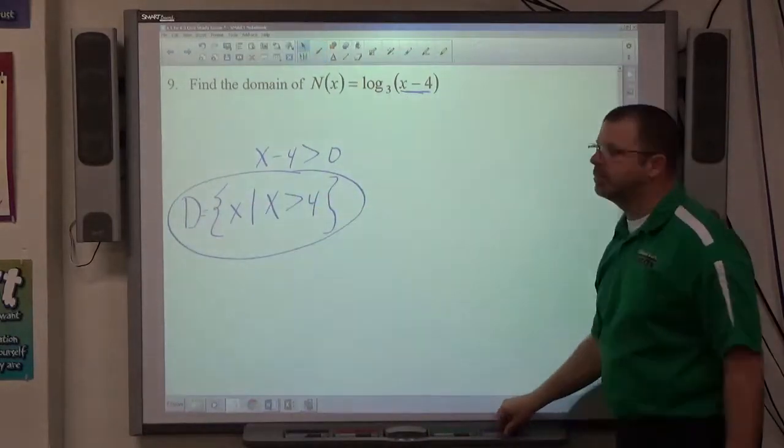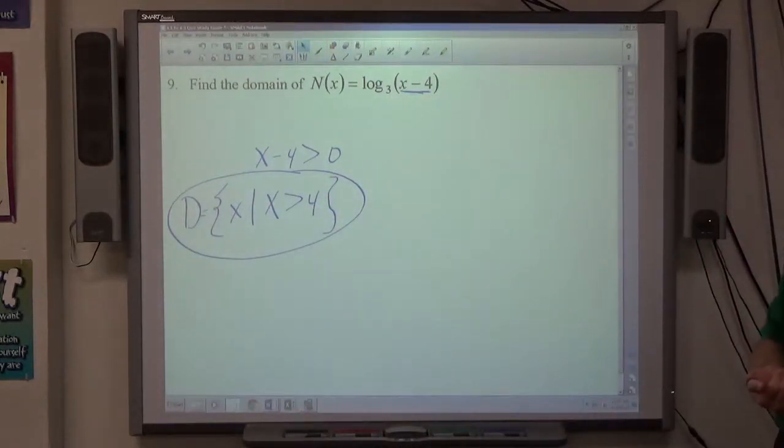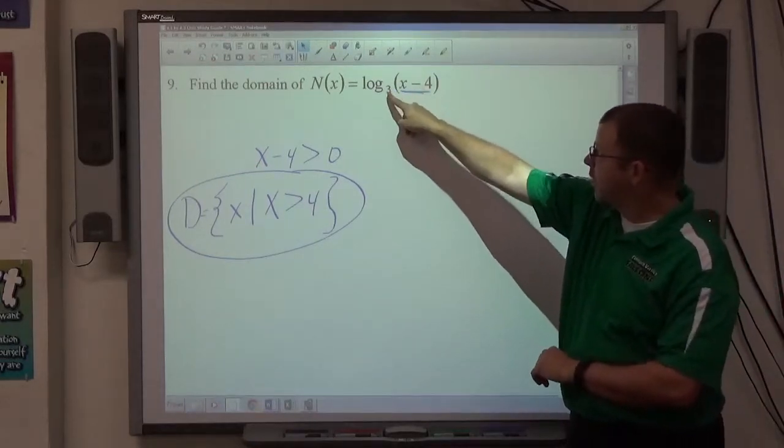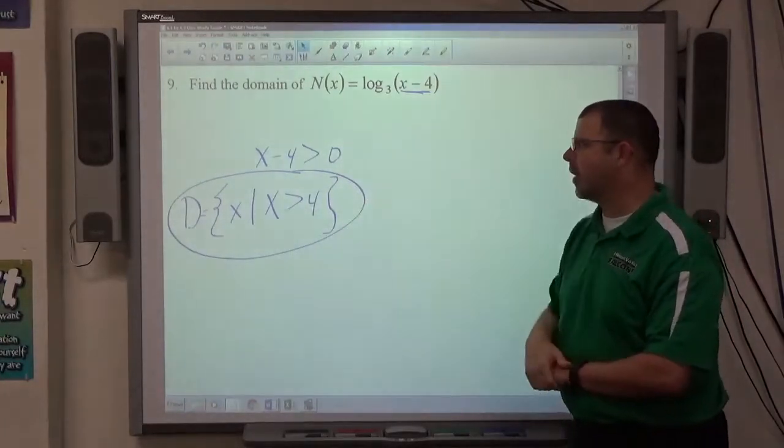That's all there is to that. Number 9 on the quiz will be a logarithm. You simply have to set the argument, whatever you're taking the log of, greater than 0, solve that.